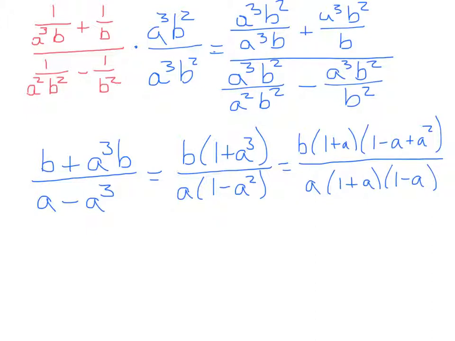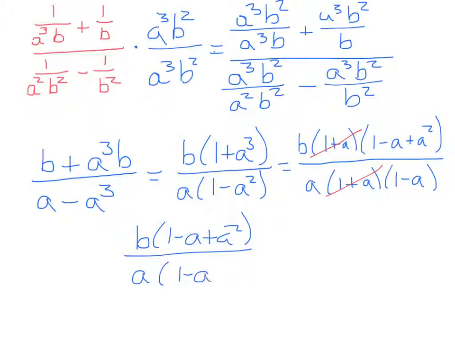Okay, and you do have to remember all of your factoring skills. And we're looking through and seeing if there's any common factors that we can cancel. And there are. We have this 1 plus a and this 1 plus a. And so our most simplified version would be b times 1 minus a plus a squared over a times 1 minus a.